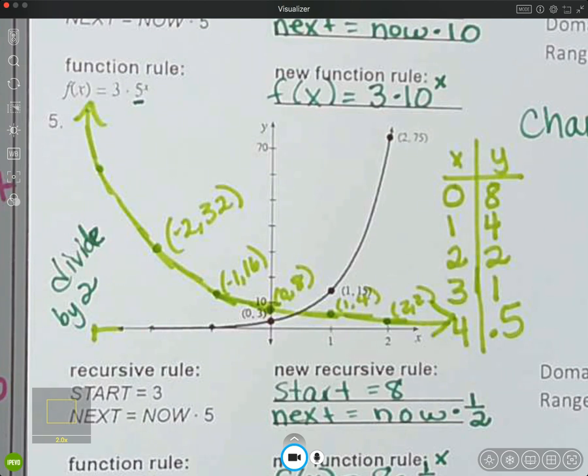That's like. Yeah. What does that represent? Hmm?